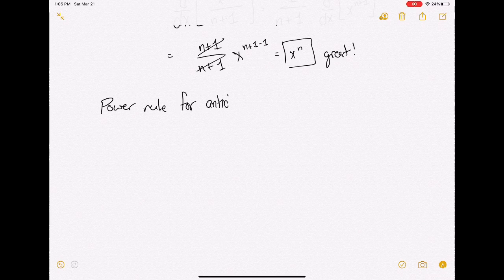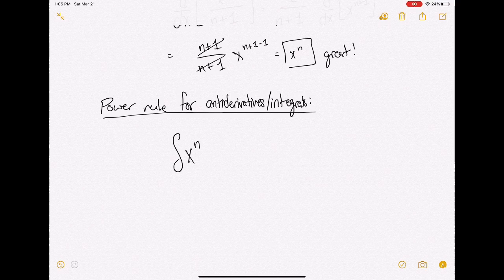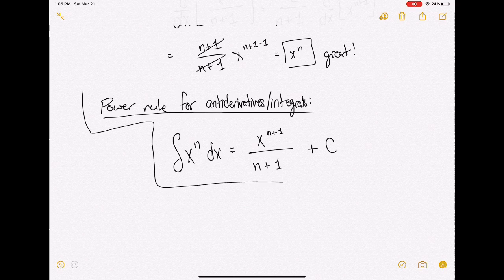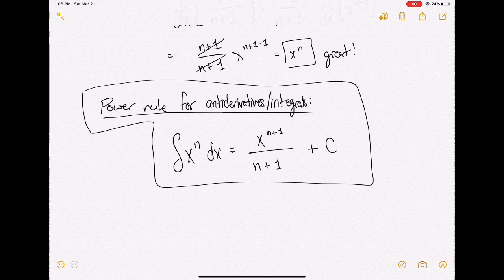The power rule for antiderivatives, also known as integrals, is given by the integral of x to the n dx equals x to the n plus 1 divided by n plus 1. And as always, plus c is incredibly important. I didn't do the plus c in our derivation there just because it's going to turn into 0 anyway both times, but the plus c is always very important.